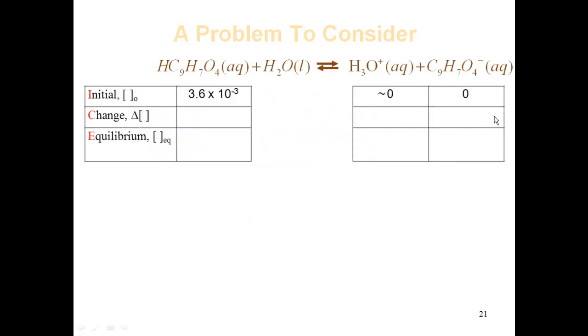So we write our reaction. Remember, Bronsted Lowry, you're going to donate a proton, form my hydronium, and form my conjugate base. Write out my ice table. I have my initial, which is 3.6 times 10 to the negative third. I have my approximate 0, and I have 0. Which way is it going to go? It's going to have to go to the right, which means I have minuses on my reactant sides and pluses on my product side.